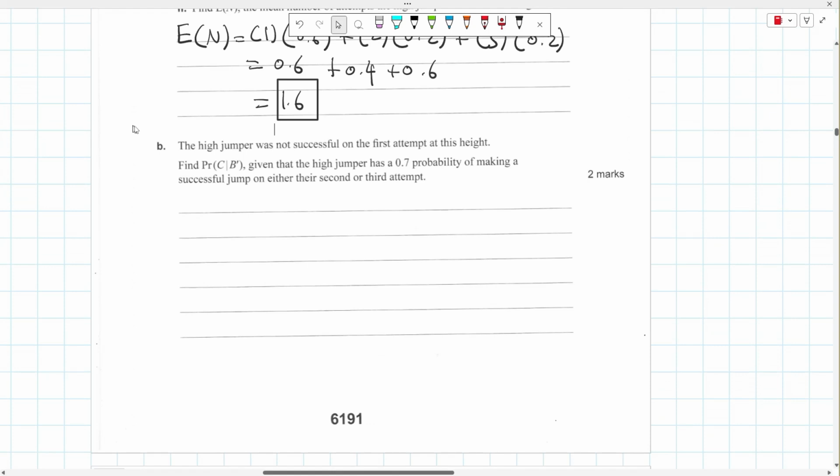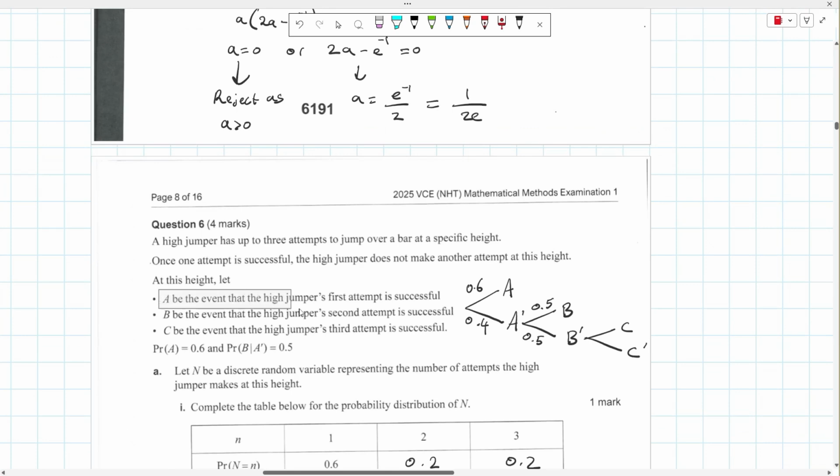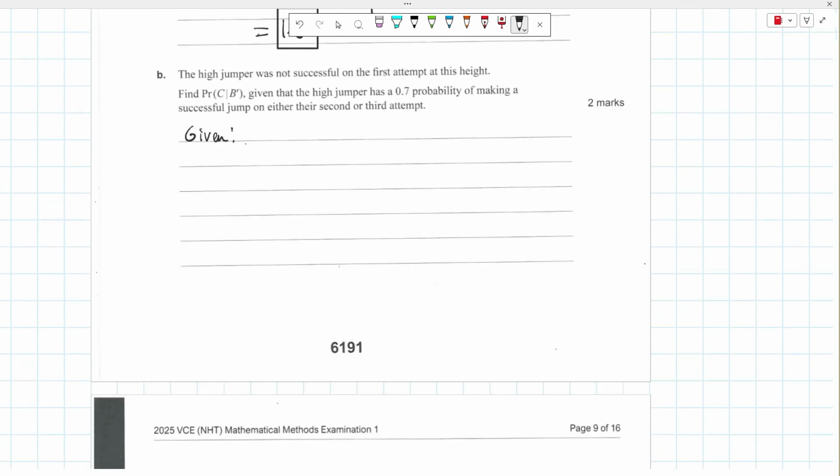Okay, now this one is probably the hardest question on the exam in my opinion, right? The wording makes it quite tricky. So the high jumper was not successful on the first attempt at this height. That is really, really crucial, right? So what's given to us? What's given? The first attempt was not successful. That means what's given is A complement. Find probability of C given B complement, given that the jumper has a 0.7 probability of making a successful jump on either their second or third attempt.